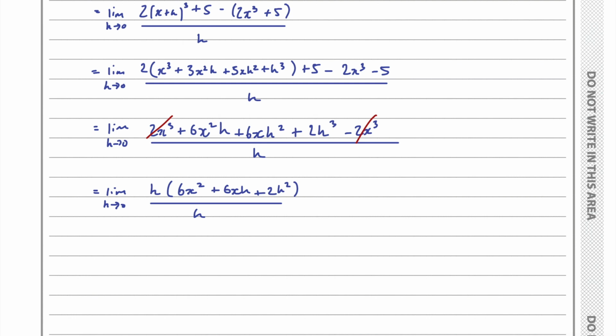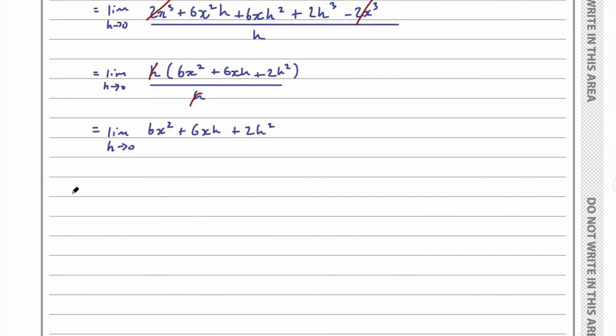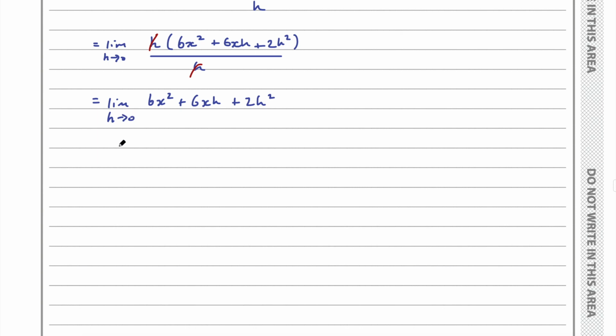And then those h's will cancel out, so we'll just be left with what's inside the brackets. So we can write this as the limit of 6x squared plus 6hx plus 2h squared. And remember, the whole point of this is to assume that h is approaching 0. So when it's really close to 0, we can effectively assume these two terms will be 0. So therefore we can say dy/dx is going to equal 6x squared.